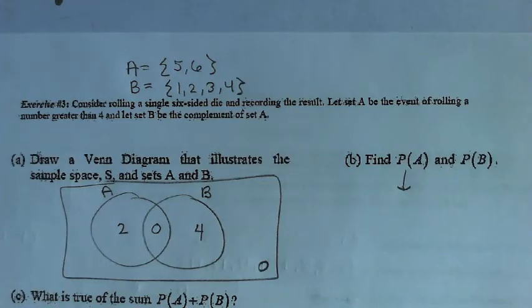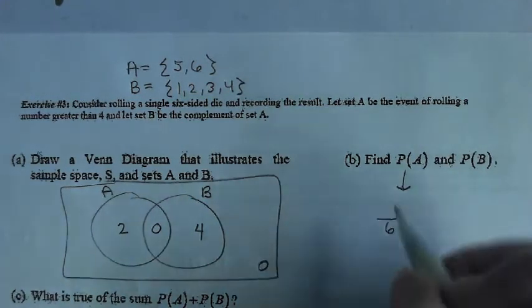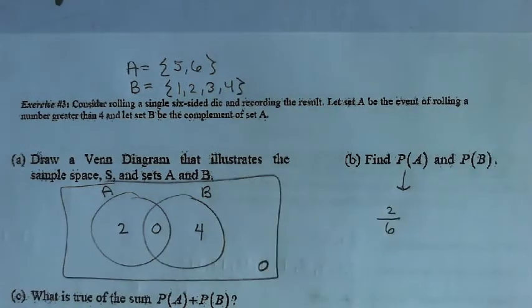2/6. Because it's a 6-sided die. So there's 6 possible outcomes, and 2 of them are in set A. So your probability of rolling something in set A is 2/6.